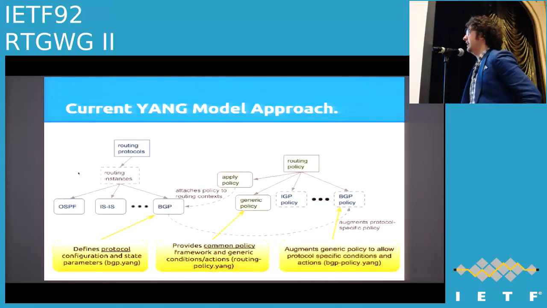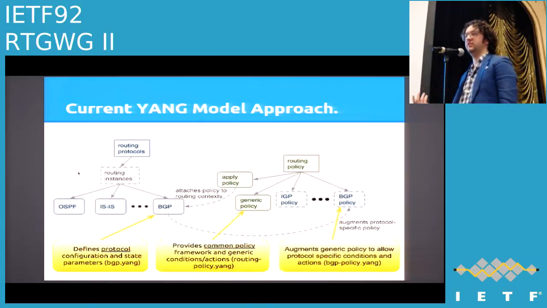So we have a generic policy framework, which does configuration of conditions and actions, and those conditions and actions are generic across all of the protocols. So they're things like matching prefix sets, matching the neighbor for a protocol that has neighbors, and then we augment that with a set of policies that are specific to an individual protocol. So for instance, in BGP, matching community list is an augmentation that's provided by BGP to the generic policy module.